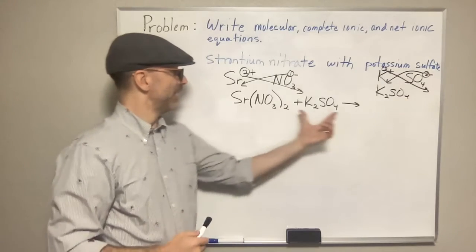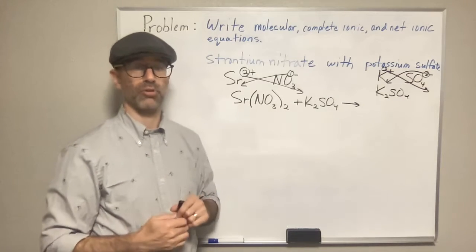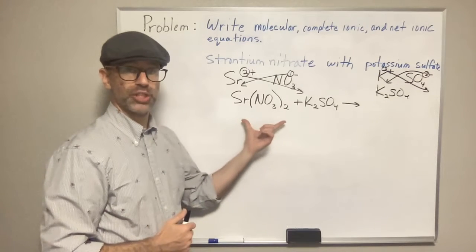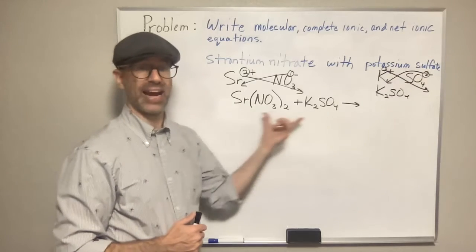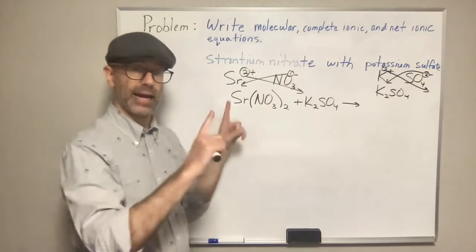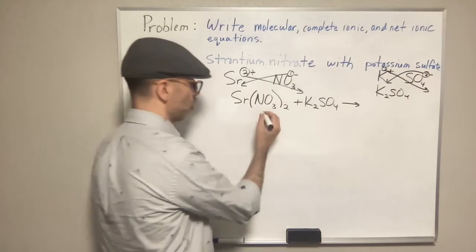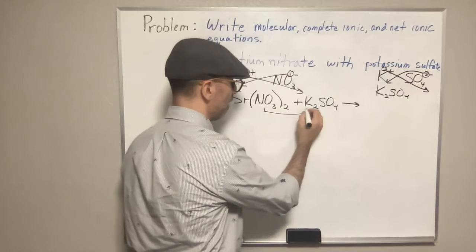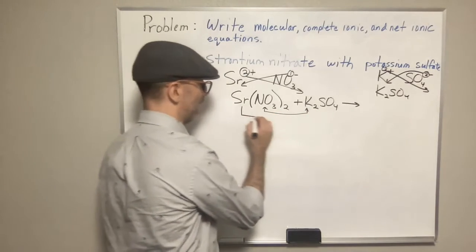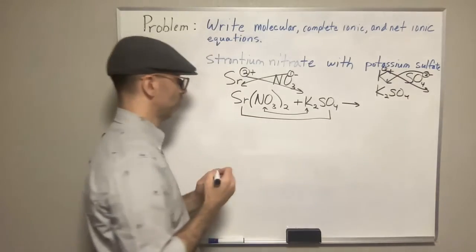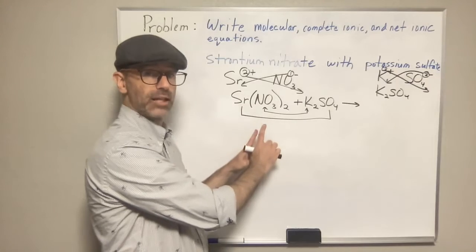So to write the products, first I have to recognize that this is a double displacement reaction. And it's really easy to know that this is a double displacement reaction because I have 2 ionic substances. So the ions can switch partners. So how do I do that? The inner ions come together and the outer ions come together. So when you put the ions together, you need to balance the charge.